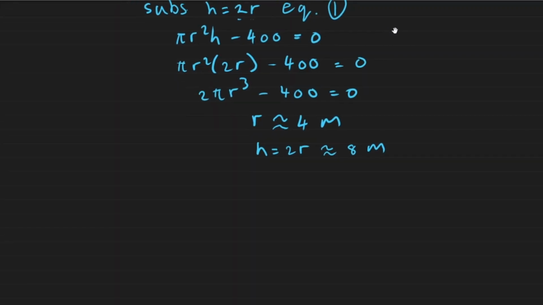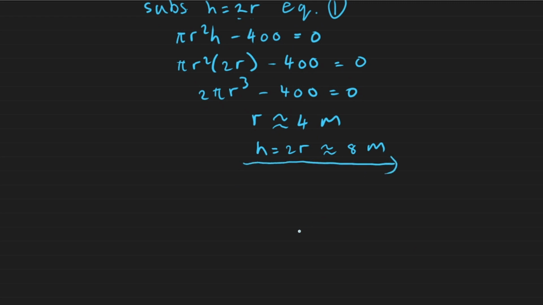And our optimal solution says that when the radius is 4 meters and the height is 8 meters, then we have minimized the surface area subject to the constraint that it can hold a certain volume. So what was interesting in this result was the fact that the height needed to be double the radius.